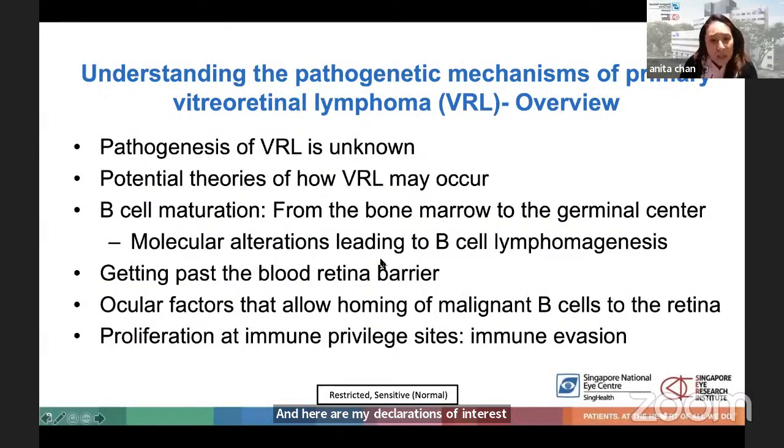So the pathogenesis of VRL has not been fully elucidated, but I'll go through in this talk some of the potential theories of how VRL may occur. And in order to understand how the molecular alterations can lead to B-cell lymphomagenesis, I'll bring you through how a normal B-cell matures from the bone marrow to the germinal center. And then following that, we will go through how these malignant B-cells can pass the blood-retinal barrier and what are the ocular factors that allow these B-cells to home into the retina and how they can proliferate in these immune privileged sites via immune evasion.